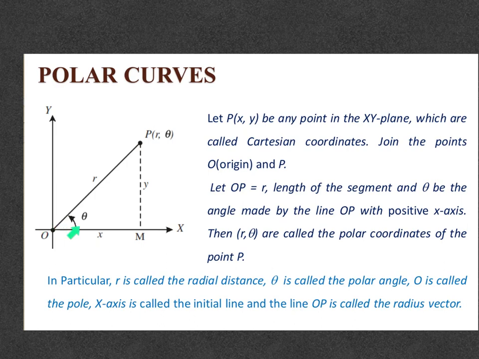Next, let us take this length as x and this length as y. Then OP is equal to r. Theta is the angle made by the line OP with the positive x-axis. Then this r and theta are the polar coordinates of the point.